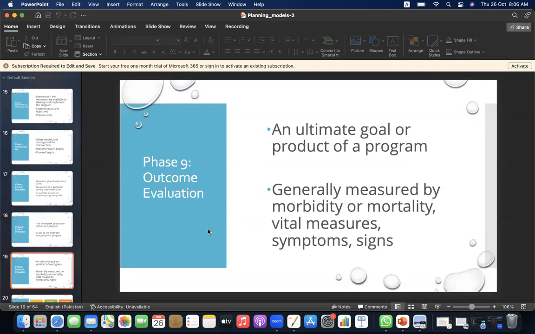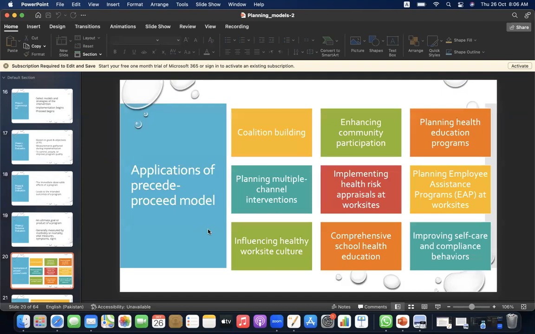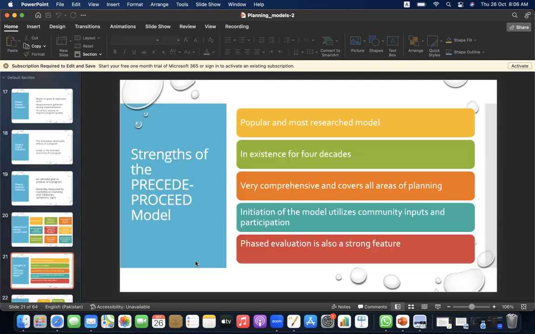Phase 9 is the outcome evaluation, the ultimate goal or product of a program, generally measured by morbidity or mortality, vital measures, symptoms, signs. Now, let's understand the applications of the PRECEDE model. By applying these models, we can do coalition building, enhance community participation, plan health education programs, plan multiple channel interventions, implement health risk appraisals at work sites, plan employee assistance at work sites, influence health work site culture, comprehensive school health education, and improve self-care and compliance behaviors.